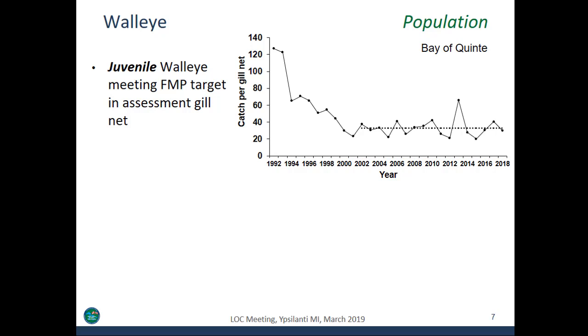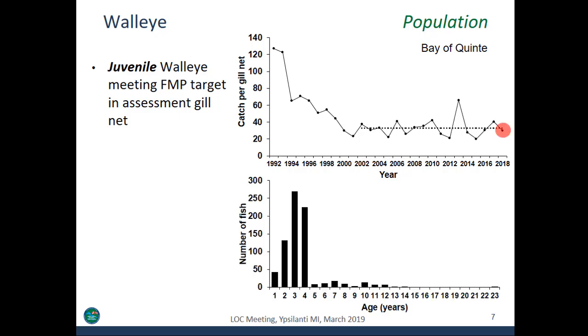The juvenile walleye in the Bay of Quinte are meeting Ontario's Fishery Management Plan targets in our assessment gill net. That target is denoted by the dotted line here. It's been hovering around that dotted line for quite some time, showing a strong, stable trend. And in 2018, the year class strength was dominated by age 2, 3, and 4-year-olds, and they were exceptionally abundant when we look back to previous years.